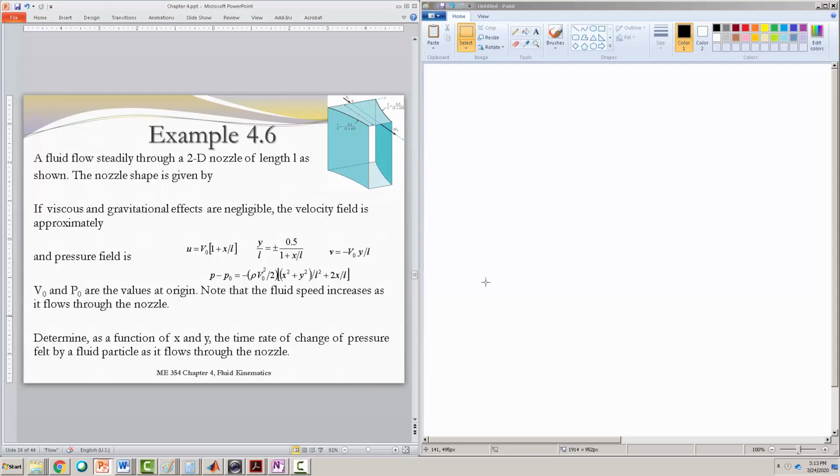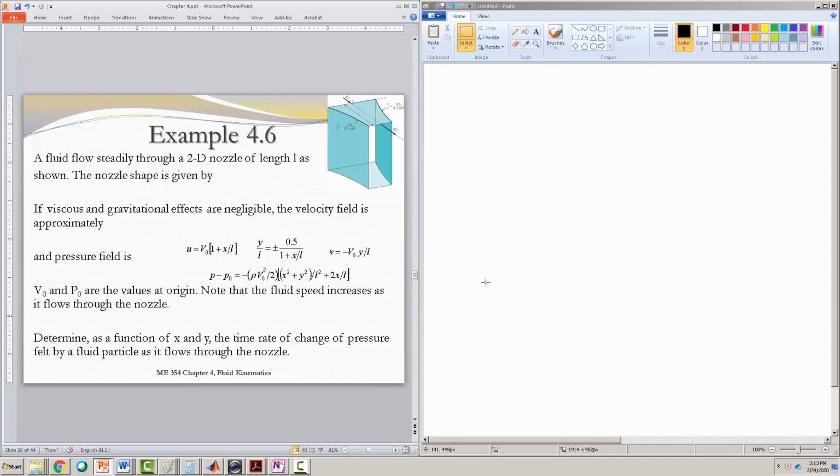Example 4.6 from the Fundamentals of Fluid Mechanics from Munson, Young, and Okiishi, 8th edition. In this example, we have a fluid flow which is steadily going through a two-dimensional nozzle, whose length is provided by the equation. If we neglect the viscous and the gravitational forces, the velocity field is given as the formula is provided, and the pressure field is also provided.